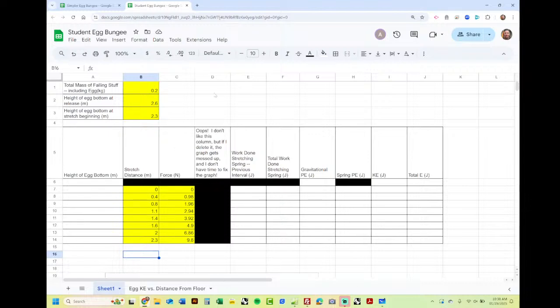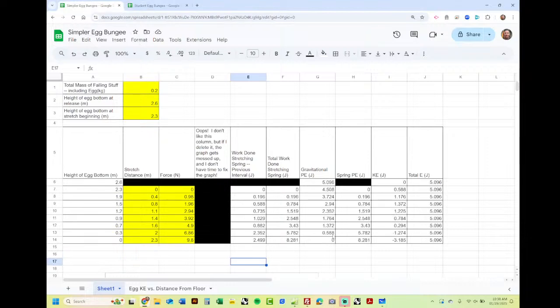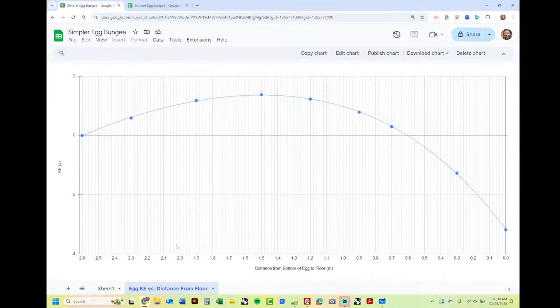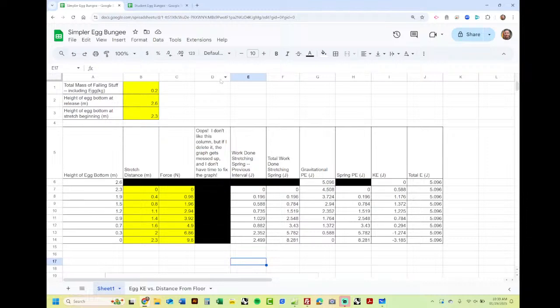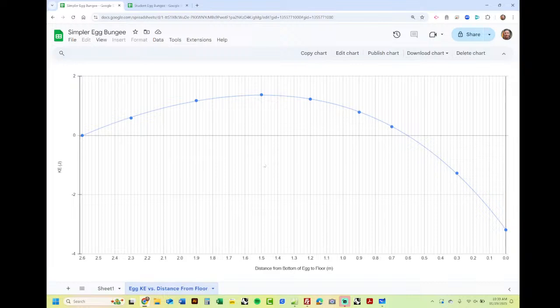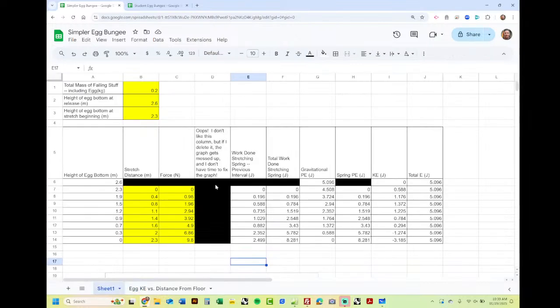So this is what all the right answers look like. And this is the graph that is produced that is useful in the end for figuring out where the egg is going to stop. And the answer is right here: 0.6 meters from the floor is where the egg is going to bottom out. Now, there's this column D in here. This is a relic. I could get rid of it, but then I would have to mess around and fix this graph. I've noticed that deleting that column just messes up my graph, so that's why it's there.